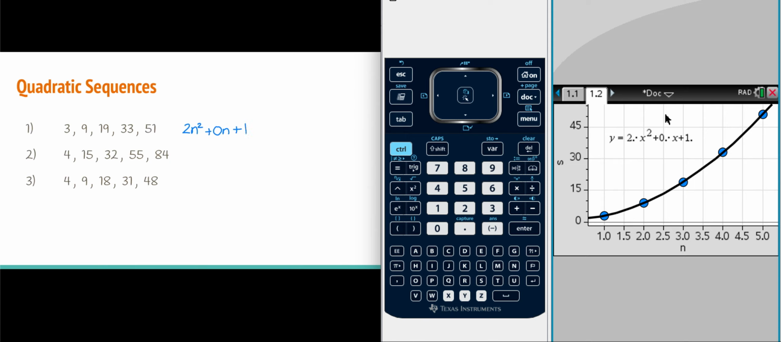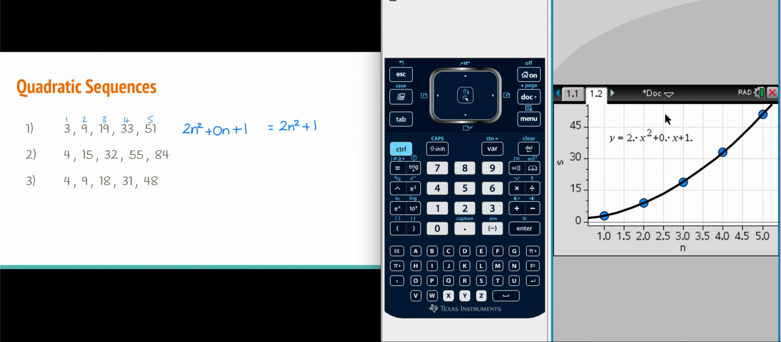And we know that that is the same as writing 2n squared plus 1. Okay, so that's my final answer. And if I wanted to check, then this is the first term, the second term, the third term, the fourth term, and the fifth term.